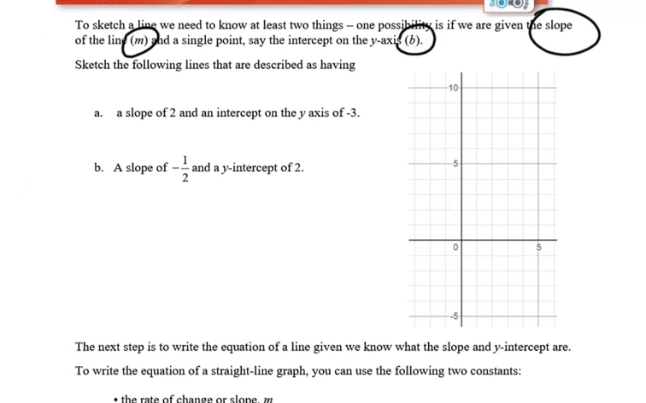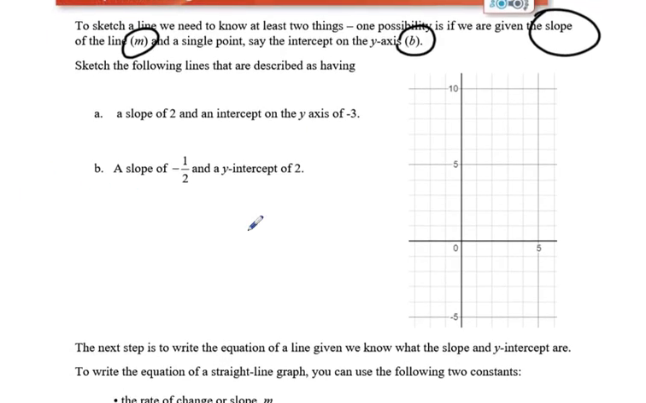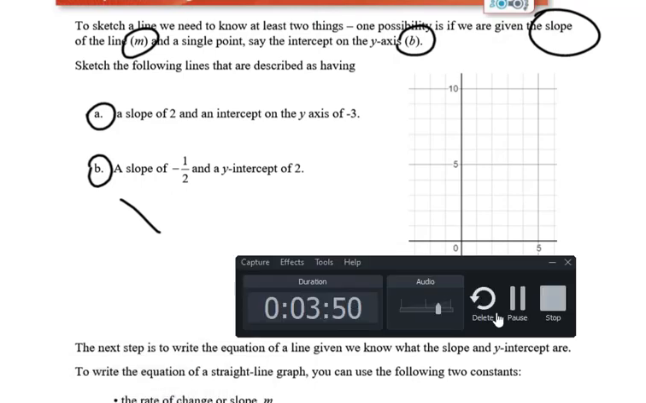I want you to see if you can go through this. We'll pause the video here, take a moment, and I want you to see if you can do A and B. The first one is a slope of 2 and a y-intercept of -3, and then you've got a slope of -1/2. Now remember, negative slopes go downhill as we go from the left to the right. So I want you to pause the video and see if you can come up with that.